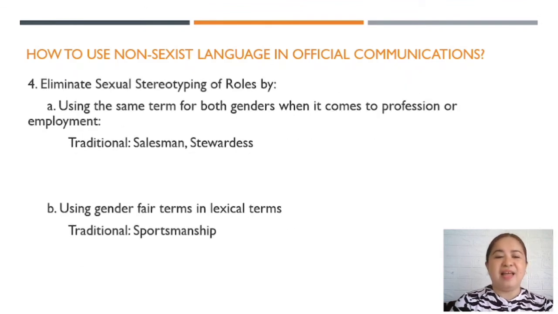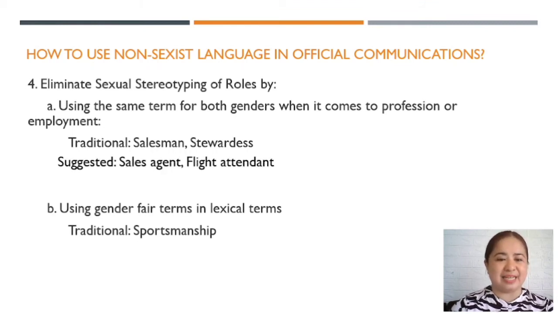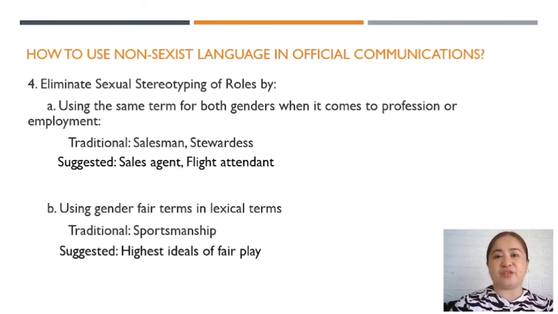Number 4, eliminate sexual stereotyping of roles by A, using the same term for both genders when it comes to profession or employment. Traditional is salesman or stewardess. Suggested: sales agent or flight attendant. B, using gender-fair terms and lexical terms. Traditional: sportsmanship. Suggested: the highest ideals of fair play.